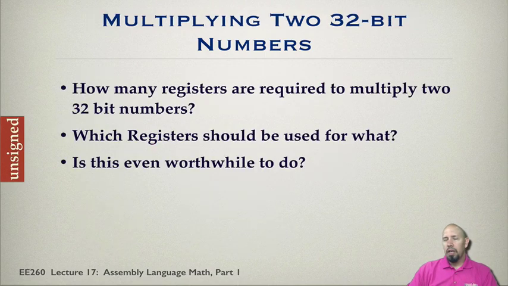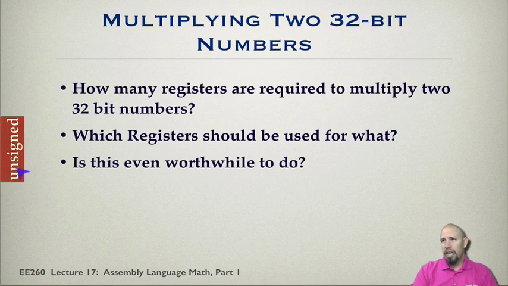Okay, so if you multiply two 16-bit numbers together, you get a 32-bit number. What happens if you multiply two 32-bit numbers together? How many registers are actually required to do this? Which registers should be used for what? And is this even a worthwhile thing to do? So, good questions. Things to ponder.